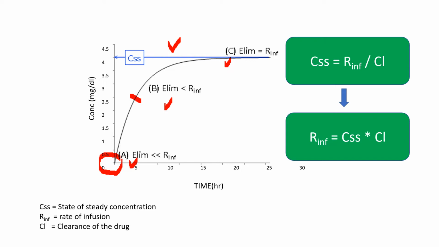After that, in part B, there is a gradual increase in the plasma concentration. And at point C, the time comes when the rate of elimination of the drug is equivalent to the rate of infusion. So there is no further change in the plasma concentration. At this stage, we can say that it has reached the steady-state plasma concentration.